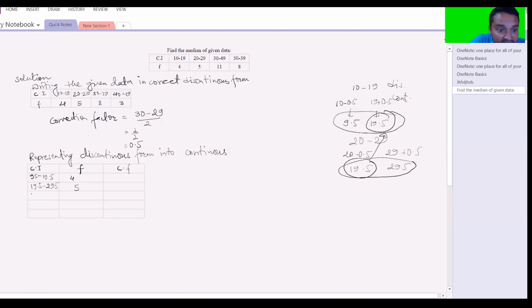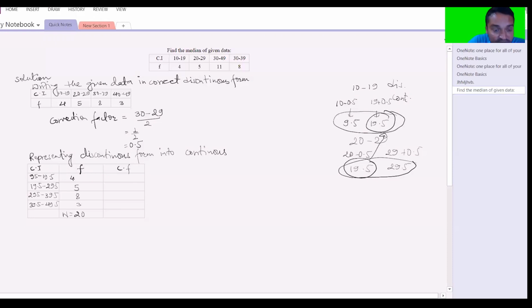Next one is 30 minus 0.5, it is 29.5, and then it will be 39.5. Frequency is 8. And next, 40 minus 0.5 is 39.5, and 49 plus 0.5 is 49.5. Its frequency is 3, and the sum of frequencies is n. 4 plus 5 is 9, 9 plus 8 is 17, plus 3 is 20.